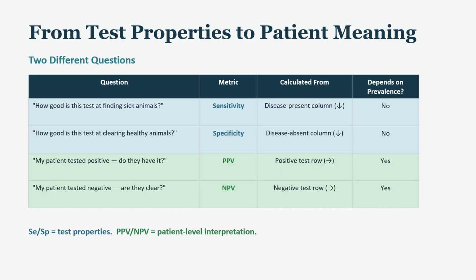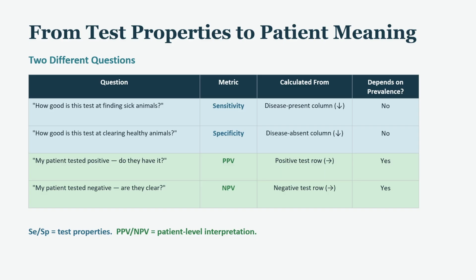Predictive values answer questions about the patient. Given this result, what does it mean for this specific animal in this specific population? They're calculated across the rows of the 2x2 table, and they absolutely do depend on prevalence, which is both their limitation and what makes them clinically essential.